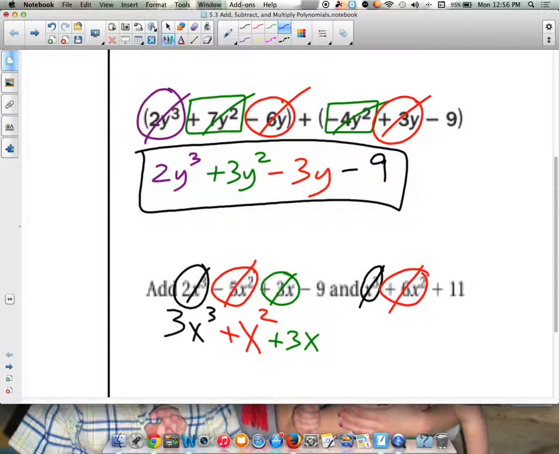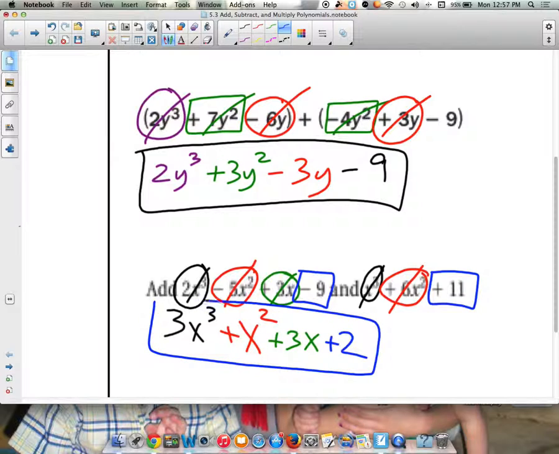And then last of all, I have this minus 9 and a plus 11. Those are two numbers. Numbers are always like terms. I'm going to put those together. Negative 9 plus 11 gives me positive 2. And this should be my answer. So that's just a quick example of how to add two polynomials together.